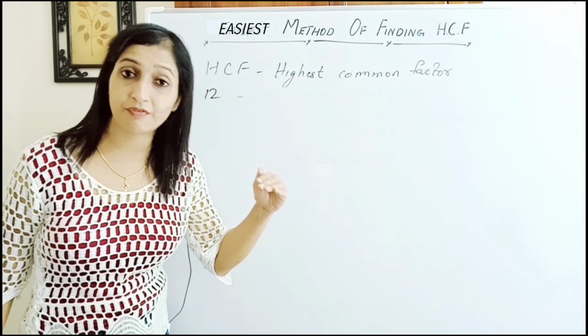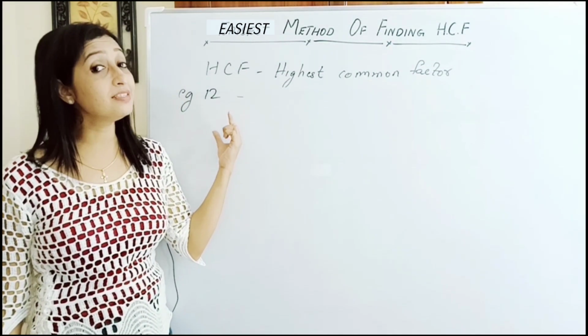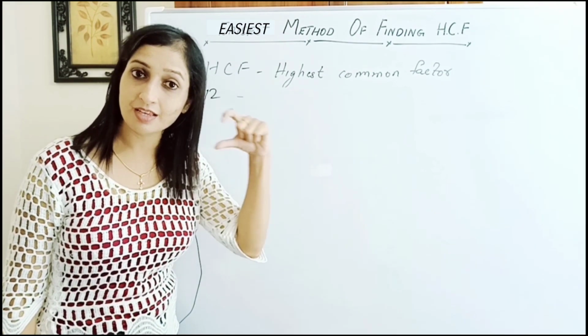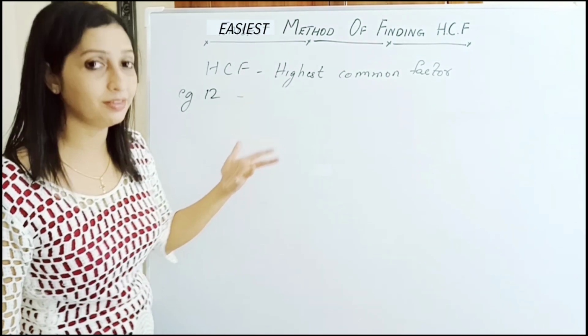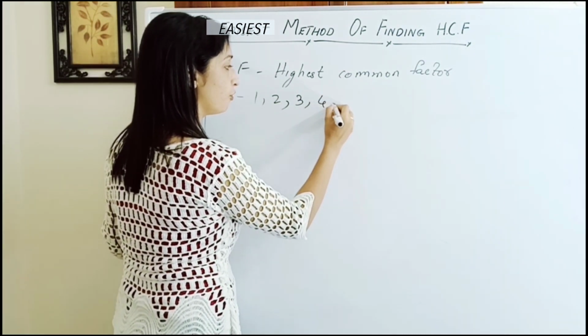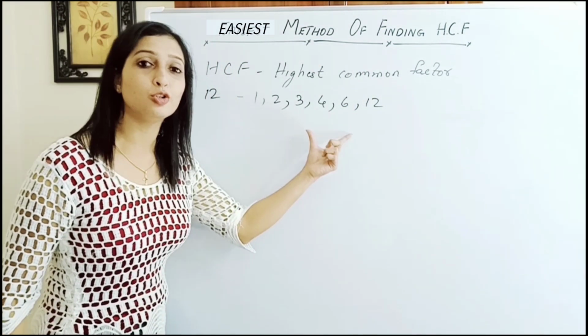So what is a factor? A factor is a number which divides a given number exactly. That means it leaves a remainder 0. So here I've got the number 12. I need to find out the factors. So what are they? 1, 2, 3, 4, 6, 12. These are the factors of 12.